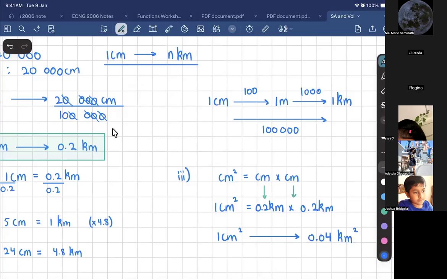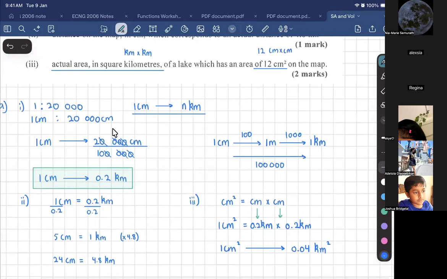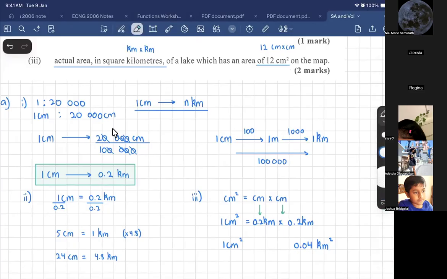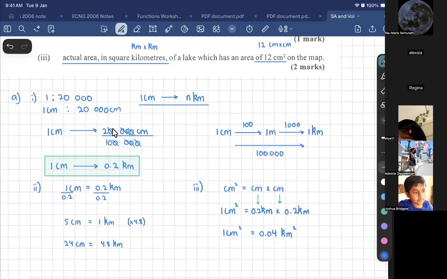1 centimeter squared is actually how much area in real life? 0.04, exactly 0.04 kilometers squared. Now, on the map, what area are they giving us? 12 centimeters squared. Exactly. So if 1 centimeter squared on the map is equal to 0.04 kilometers squared in real life, then what do you think I would have to do?